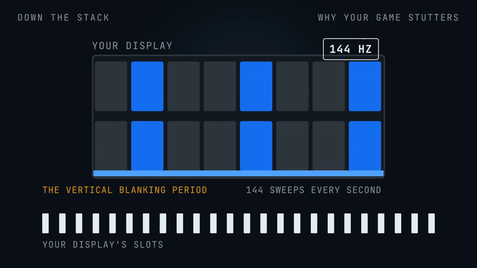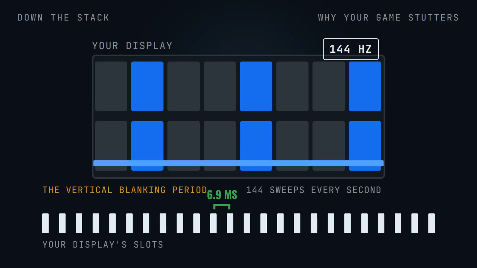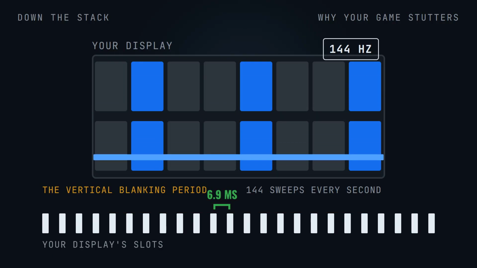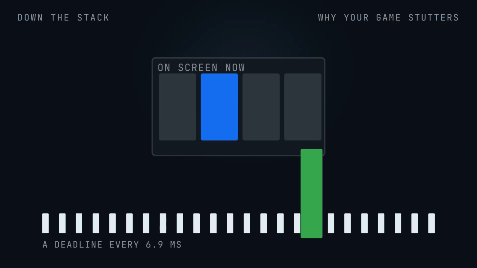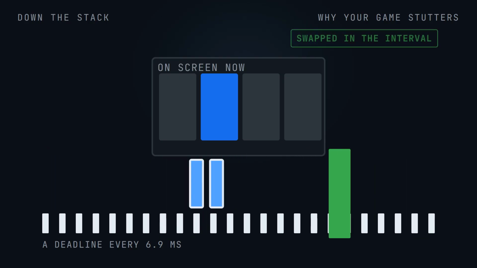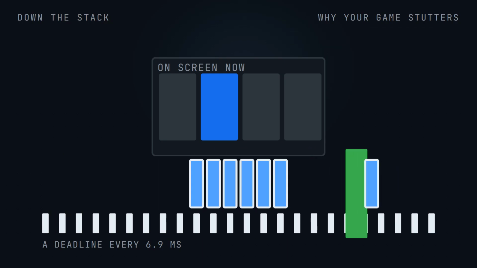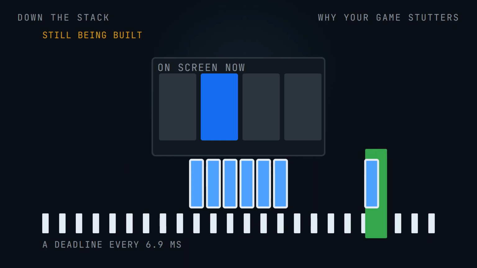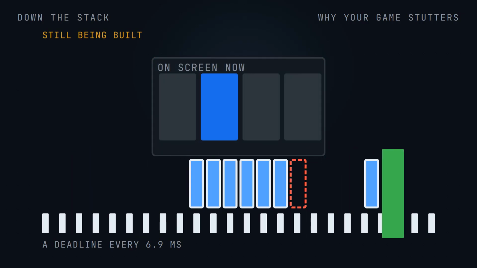Divide 1 second by 144 and you have the whole budget, 6.9 milliseconds. A frame does not need to be fast, it needs to be on time. The machine has a deadline it did not choose, arriving every 6.9 milliseconds, whether anything is ready or not. When a finished frame is already sitting there, the swap happens inside the blanking interval and you never notice it. When nothing is ready, the display does not pause politely and it does not skip ahead. It has no new picture to put up, so it puts up the one already there for another full 6.9 milliseconds, and then it checks again.